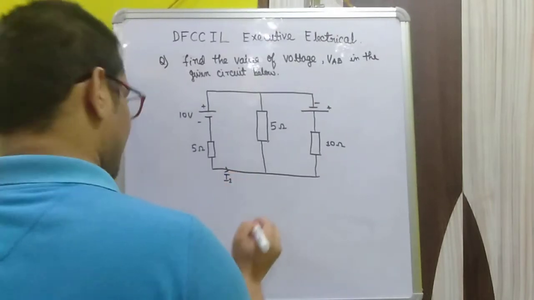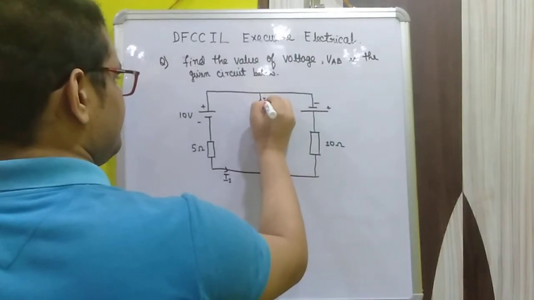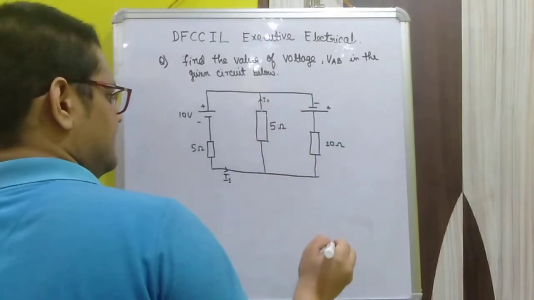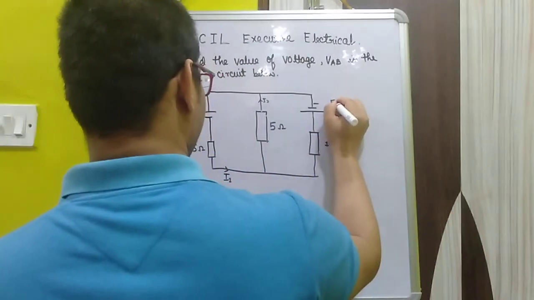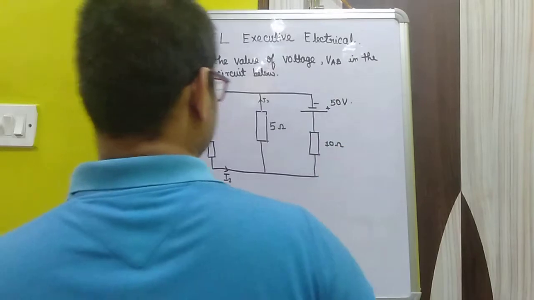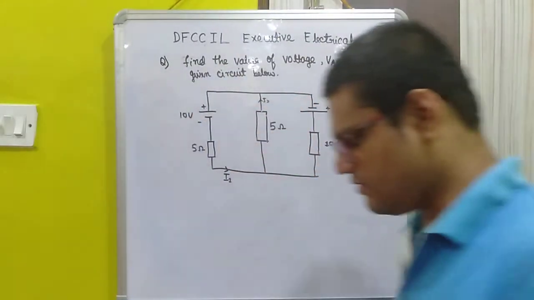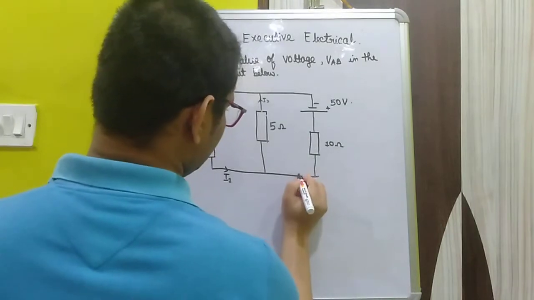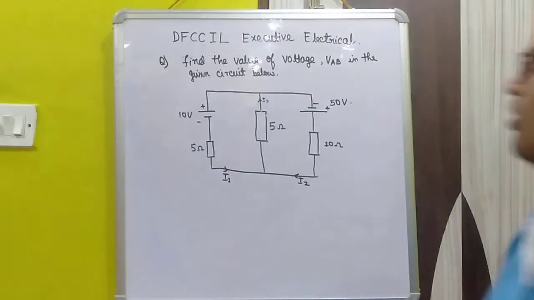Here the current I3 will be flowing in this direction. The value of this source is given, that is 50 volts. So now we have to calculate this overall. I think I'm missing one current over here, that is I2. Okay, now we solve this.